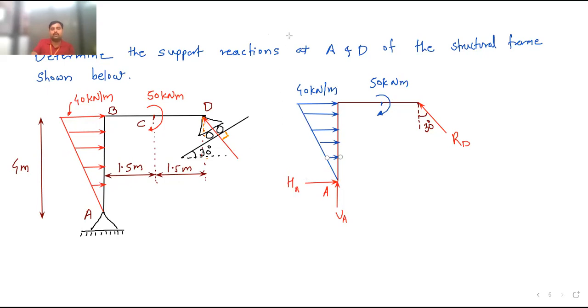Okay, so here you can resolve. I will resolve this RD. So one component is moving upward, another component is moving towards left. So this will become RD cos 30, and this is RD sin 30. Now the diagram is complete. So this is my point C. What is the next step? We have drawn the line diagram.